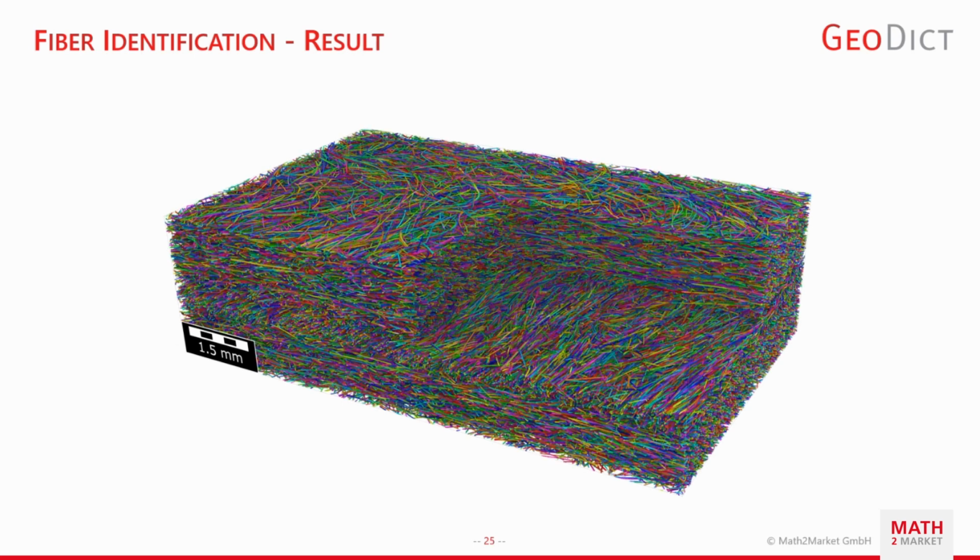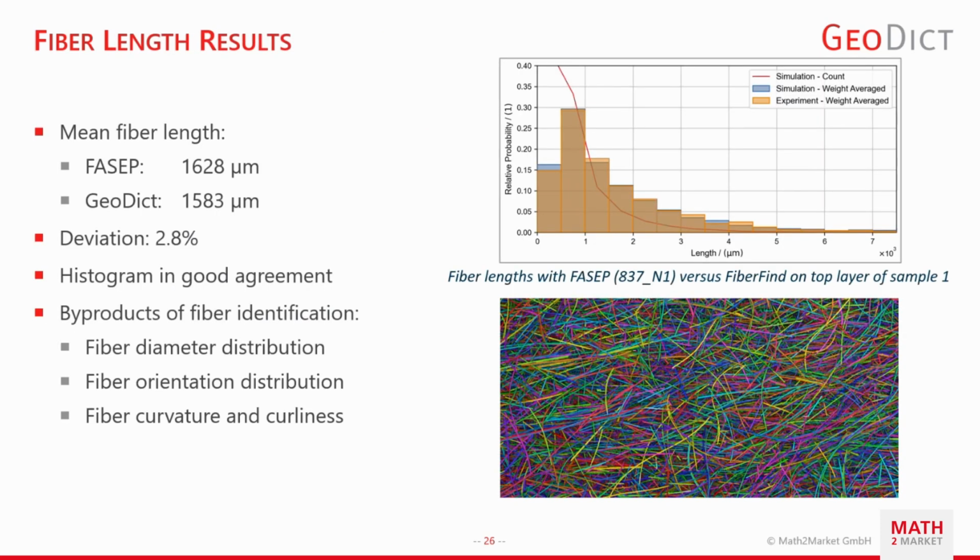And this is the very colorful result where we have different IDs in each voxel of the fibers. And we can see, okay, FiberFind can separate these fibers very well, and we can analyze them. We analyzed the fiber length and compared it to the result of the FASEP system I told you about before. The FASEP system ended up with a mean fiber length of 1.6 millimeters, and GeoDict came out with 1.58 millimeters.